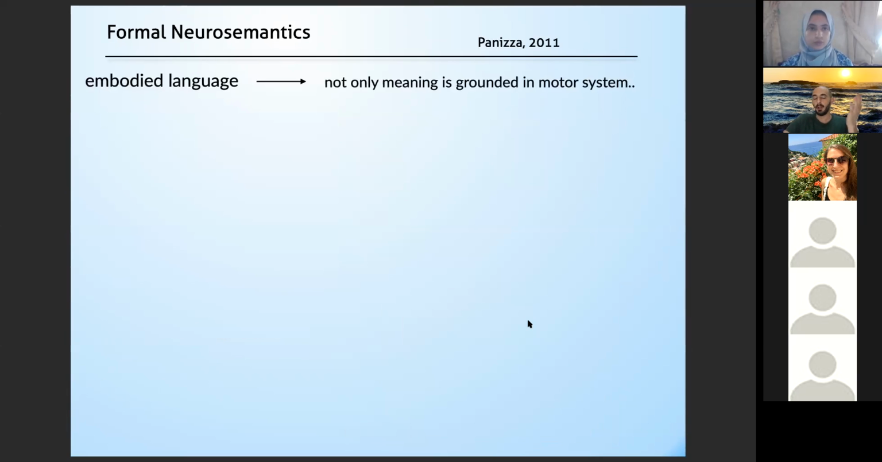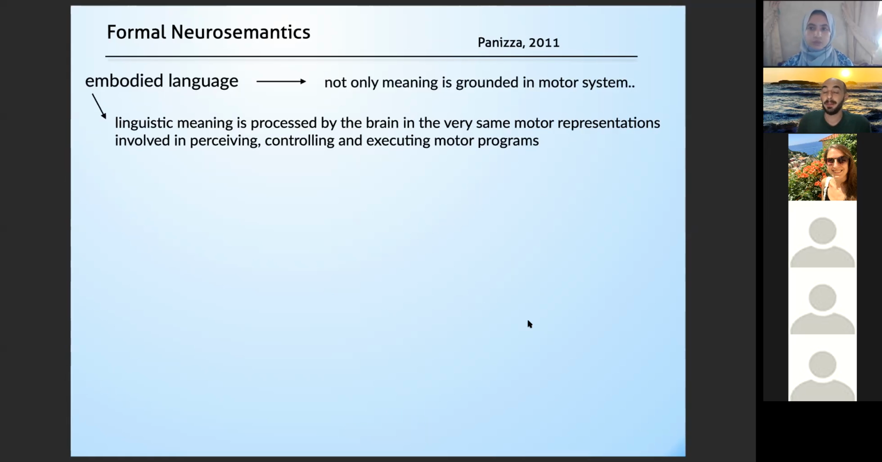Good. So this was big support for the embodied view of language, which is still very famous, let's say, okay? The strong version of this theory maintained that not only is the meaning grounded in the motor system, but linguistic meaning is processed by the brain in the very same motor representation involved in perceiving, controlling, and executing motor programs. So syntax is not processed by some sort of operation operating on abstract categories, but it's just processed with the same kind of operations that would perform sensorial or motor processing, okay?